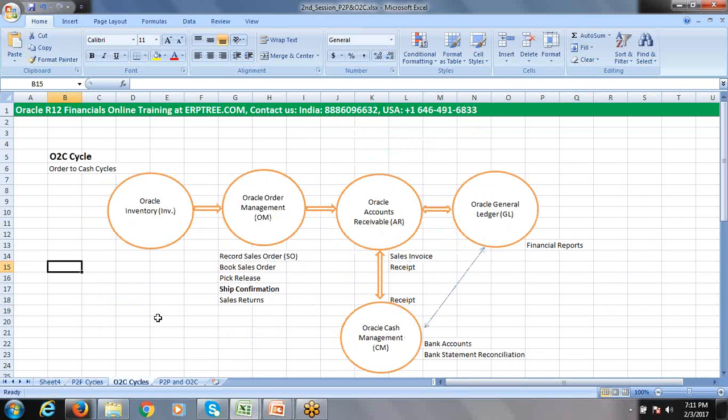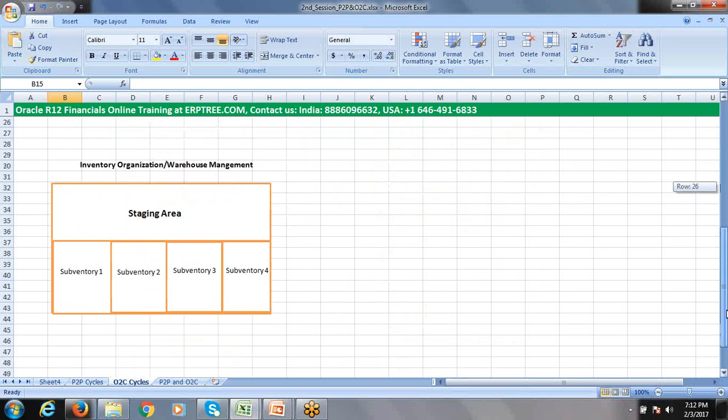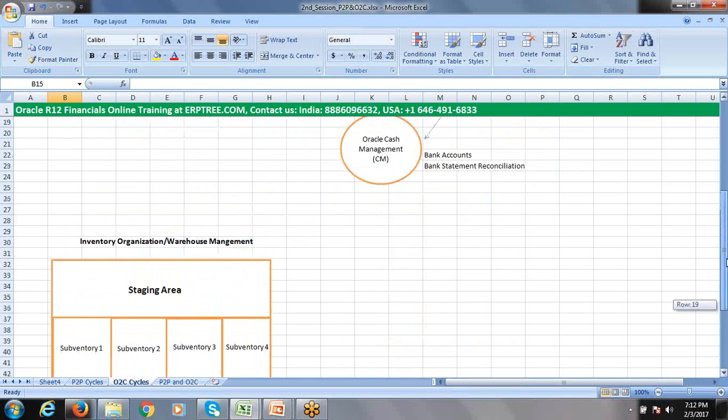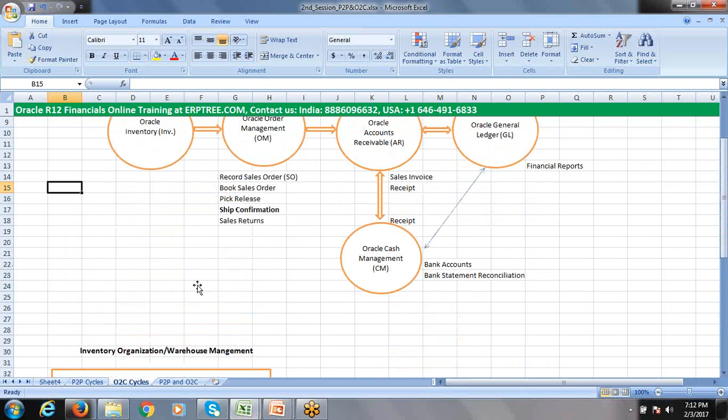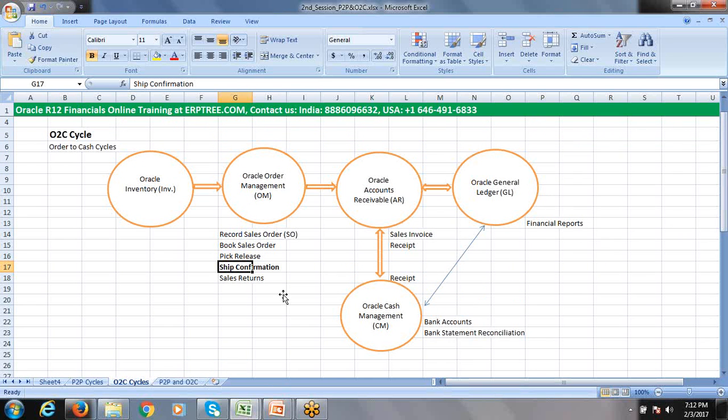And when I talk about the O2C cycle, this is what we discussed: the complete sales process until we receive the payment from the customer. Once we receive the order from the customer, it is recorded as a sales order by the order management department, and based on stock availability or supply possibilities, we book the sales order. Whenever inventory moves the material from sub inventory to staging, that is tracked as pick release. When we move the material from our organization to the customer's organization, order management records it as ship confirmation. Any returns from the customer are also tracked by the order management department as sales returns.